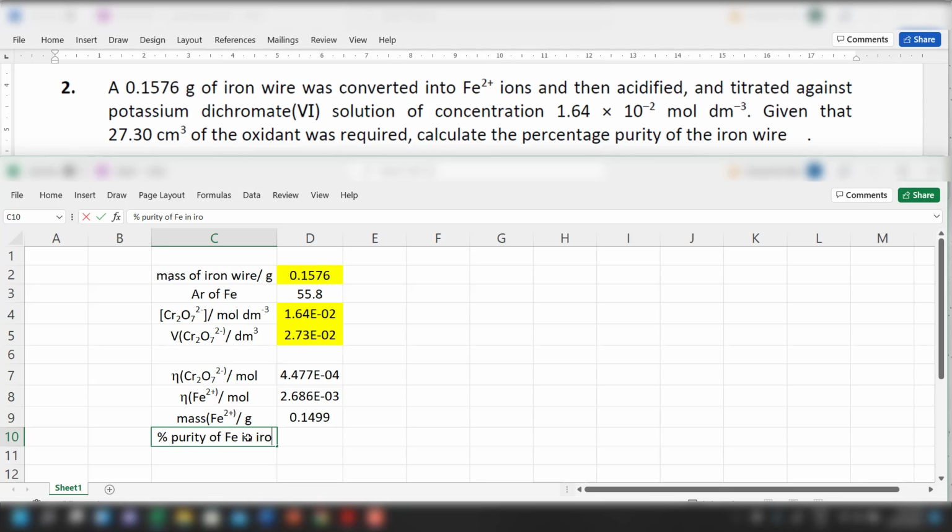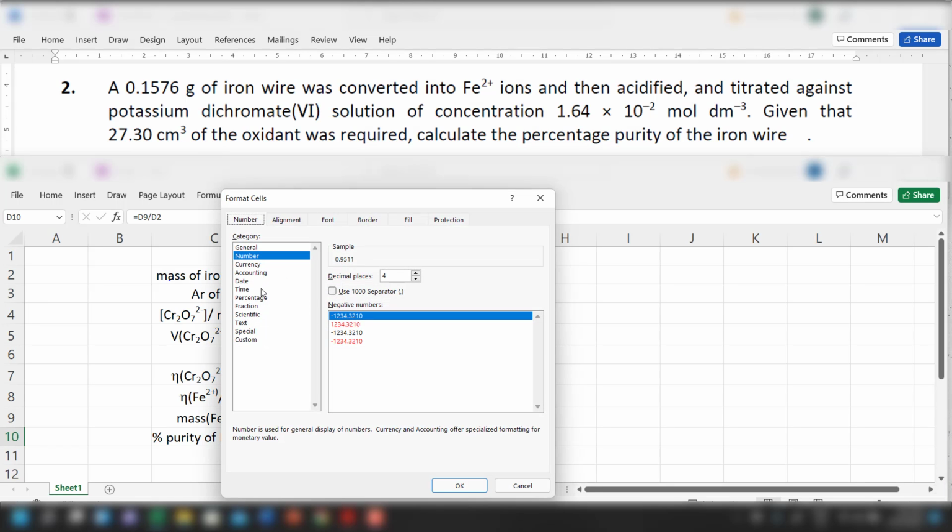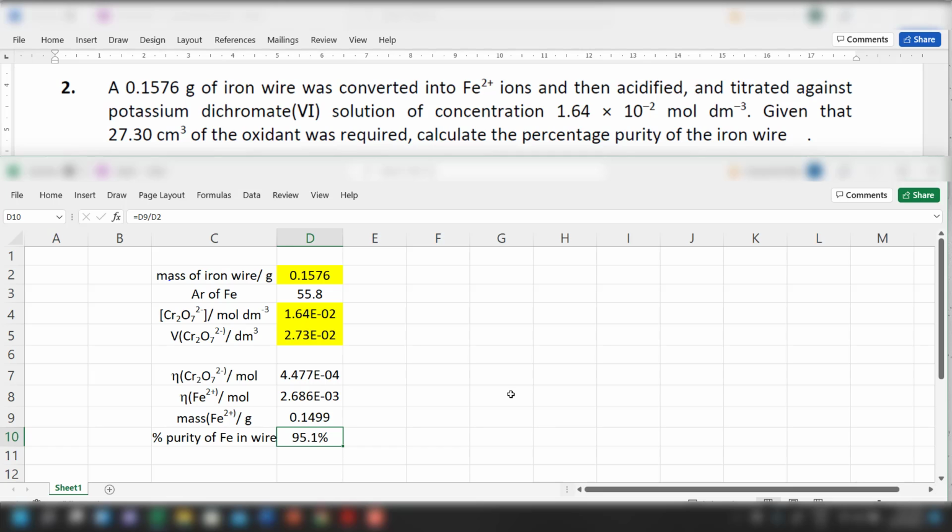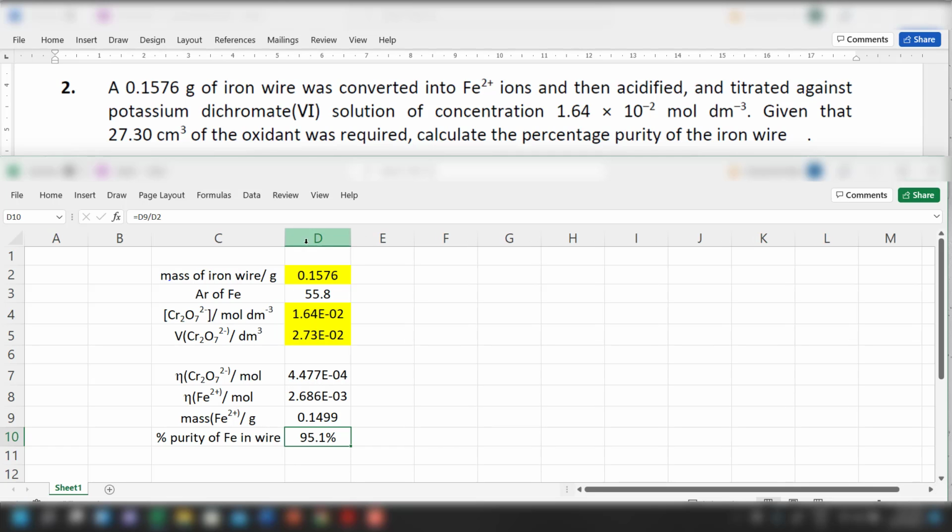From here I can determine the percentage purity of iron in the wire. That will be equal to this divided by the mass of the iron wire. I can easily convert this to a percentage by formatting the cell. I just need to look for percentage and then just 1 decimal place. So with that, I'm going to get 95.1%. So this is a very basic setup for this particular question.